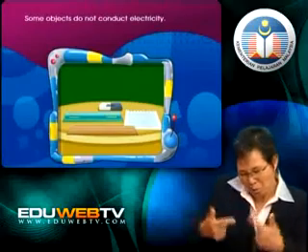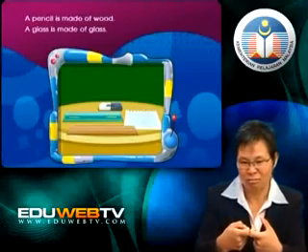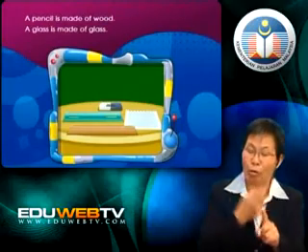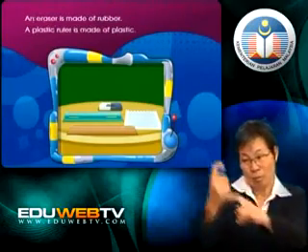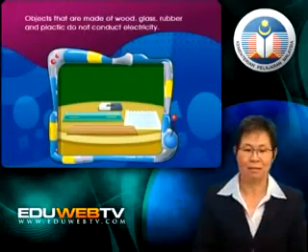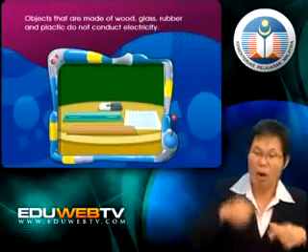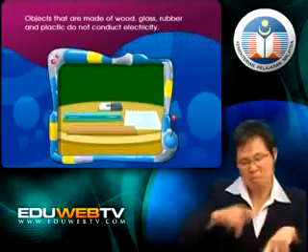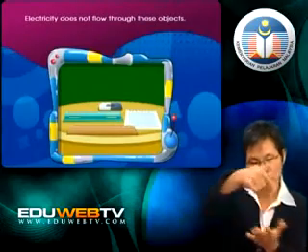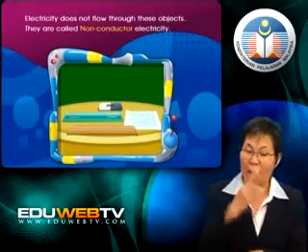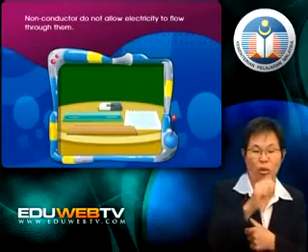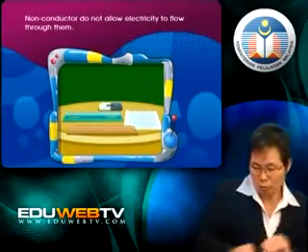Some objects do not conduct electricity. A pencil is made of wood. A glass is made of glass. An eraser is made of rubber. A plastic ruler is made of plastic. Objects that are made of wood, glass, rubber, and plastic do not conduct electricity. Electricity does not flow through these objects. They are called non-conductors of electricity. Non-conductors do not allow electricity to flow through them.